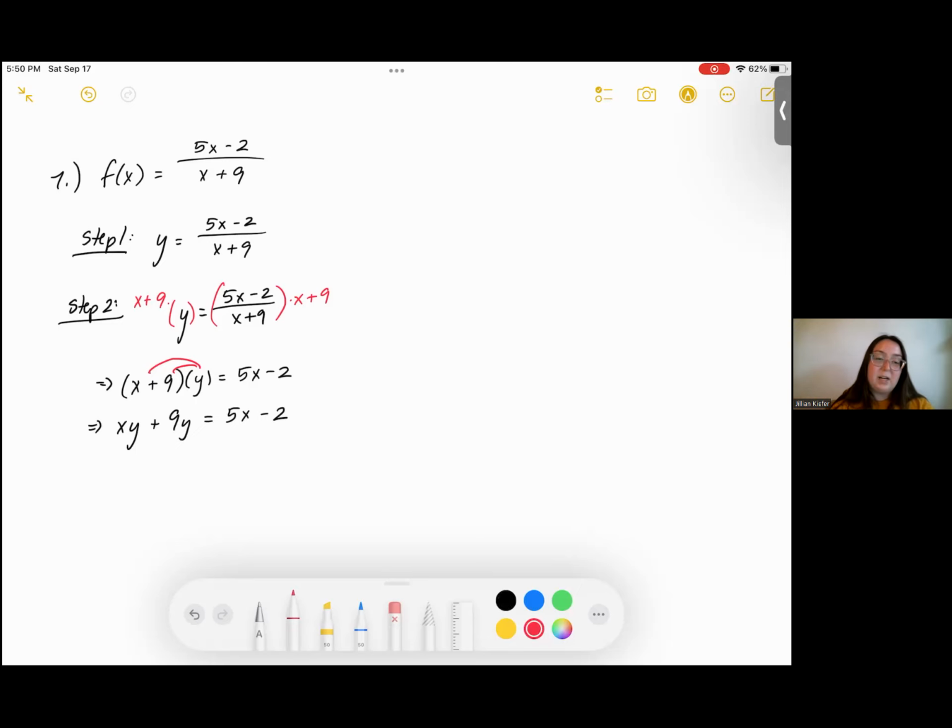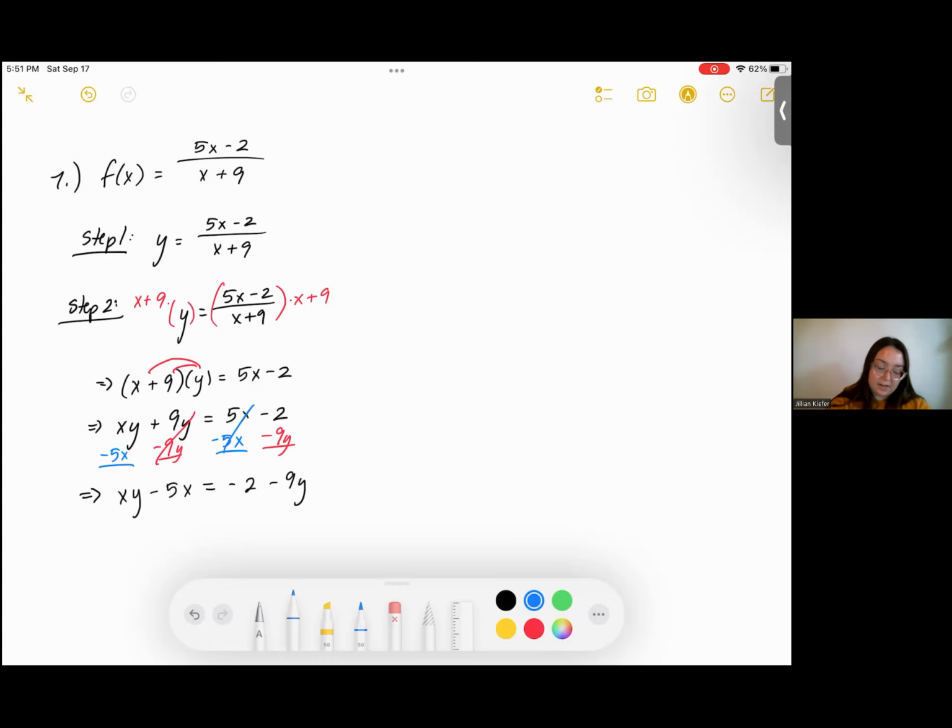So we have 9y on the left-hand side. We want it on the right-hand side. So we're going to subtract 9y from both sides. We also have 5x on the right-hand side, and we want it on the left-hand side. So we're going to also subtract 5x from both sides. We see that these 9y's cancel and these 5x's cancel. This leaves us with xy minus 5x is equal to negative 2 minus 9y.